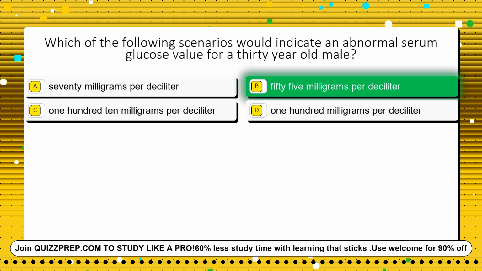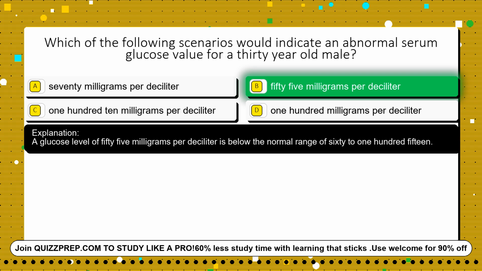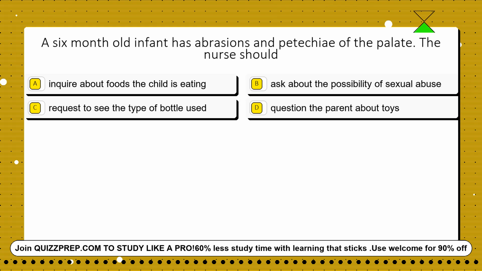The correct answer is option B, 55 mg per deciliter. A glucose level of 55 mg per deciliter is below the normal range of 60 to 115. Question 39. A 6-month-old infant has abrasions and petechiae of the palate.